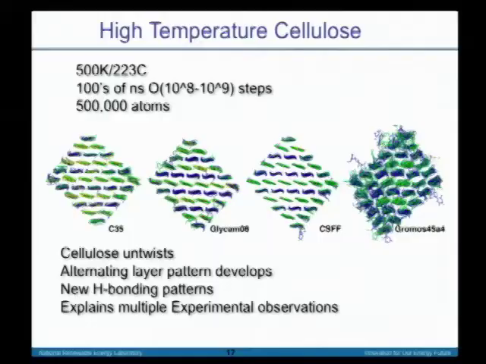Now, continuing with the cellulose here, we went to high temperature because we wanted to see how these force fields would behave at a high temperature. And what we found pretty quickly is that they all pretty much gave almost the same behavior.